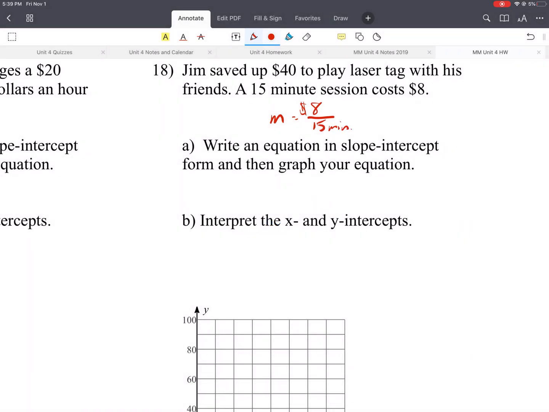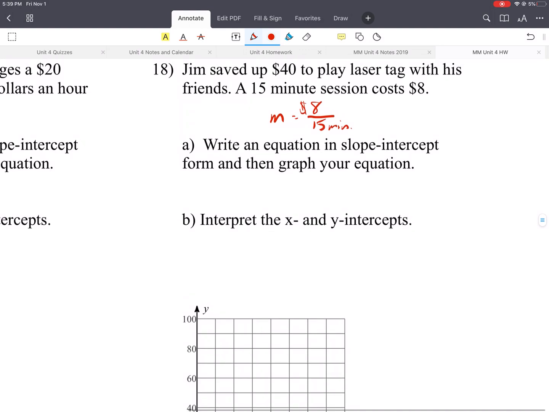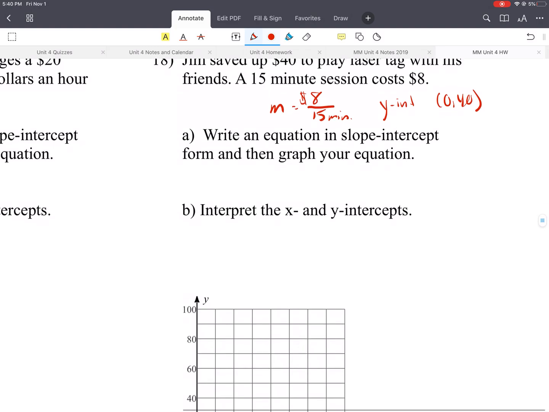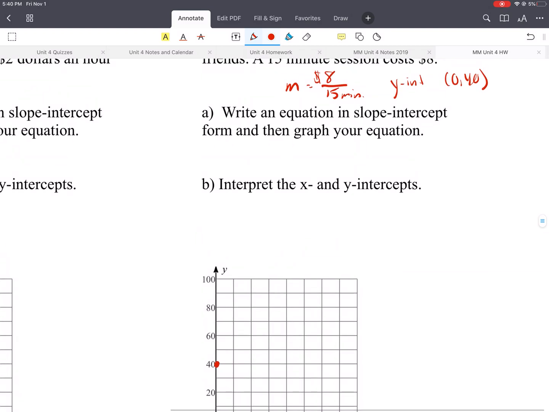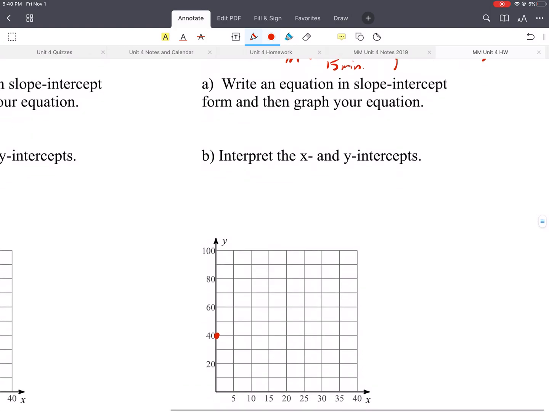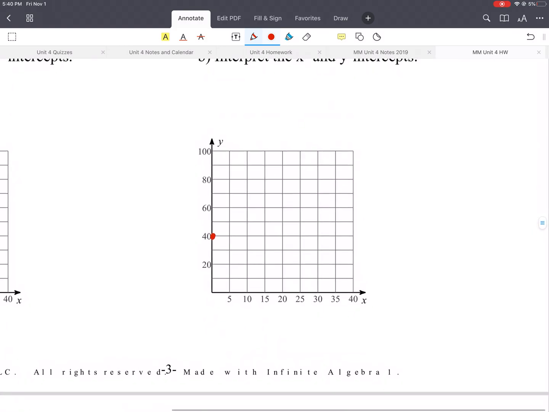Okay, so that's our slope. Our y-intercept would be 0, 40, would start at $40. So that would be our initial value. So if we did a little graph of this, it would start at 40, and every 15 minutes, I guess it'd be negative because we're losing money, we'd go down 8 over 15.